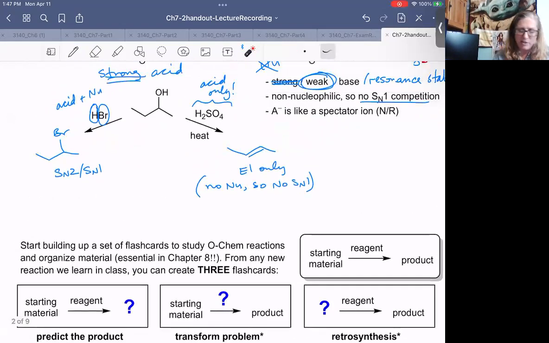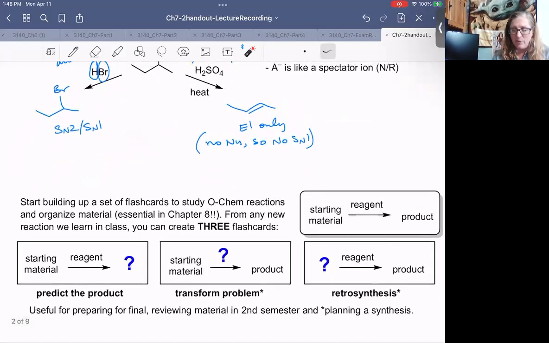Okay, and this is a perfect opportunity. Looking at these two reactions of an alcohol, we can take an alcohol and do a substitution with HX, or we could take an alcohol and dehydrate it with H2SO4 and heat. This is really a perfect opportunity to talk about making flashcards as a great way to stay on top of organic chemistry reactions. We saw a handful of them in chapter 7. In chapter 8, when we get into alkene reactions, we're going to see just dozens.